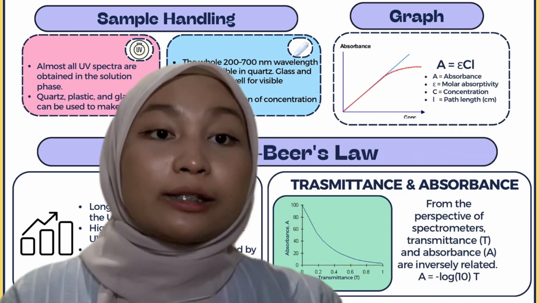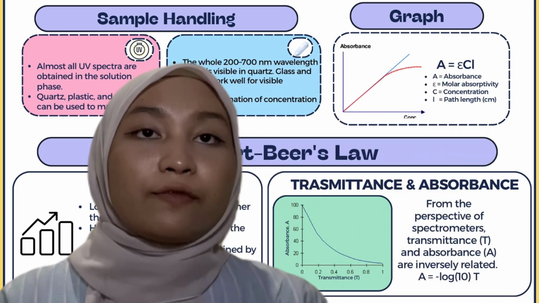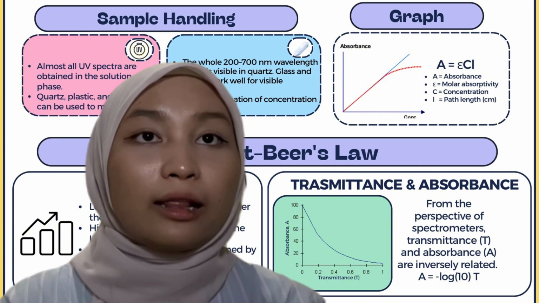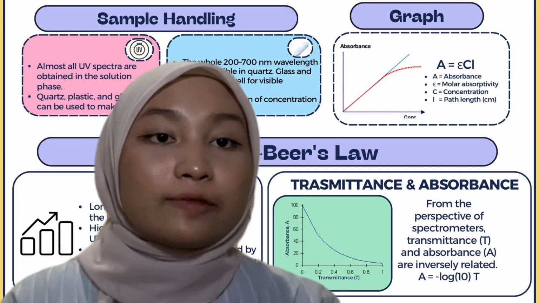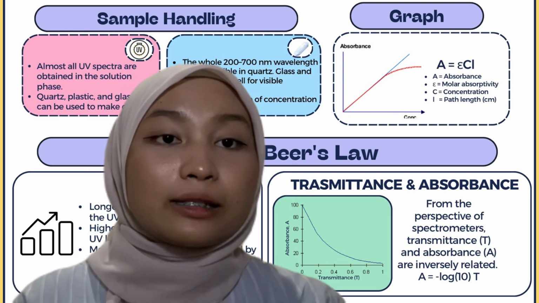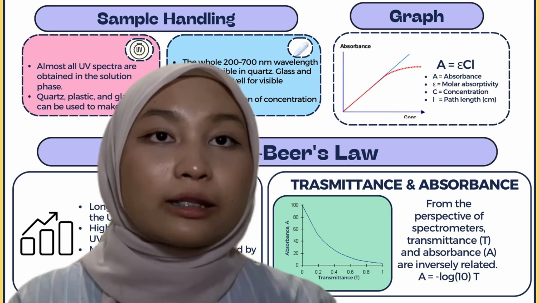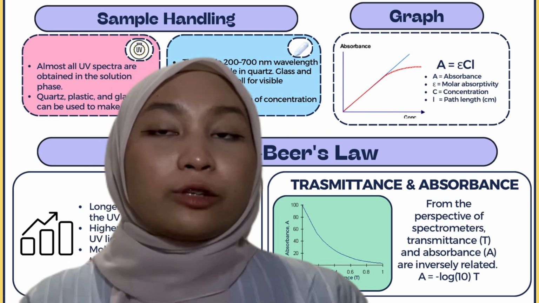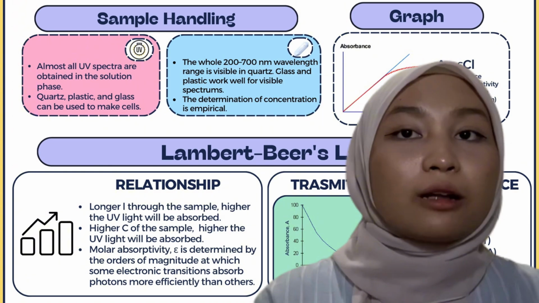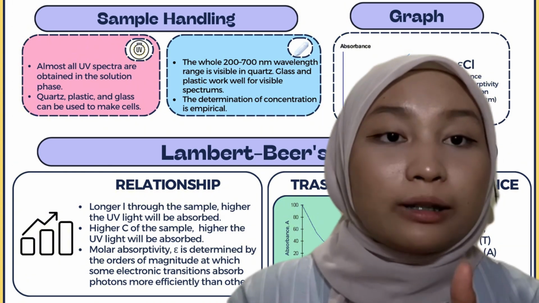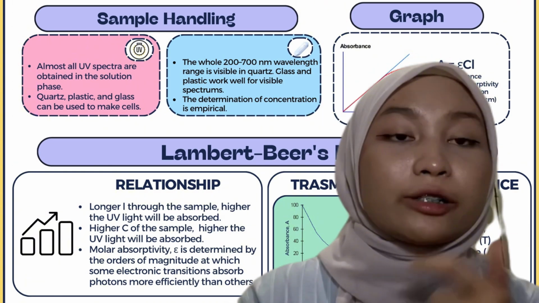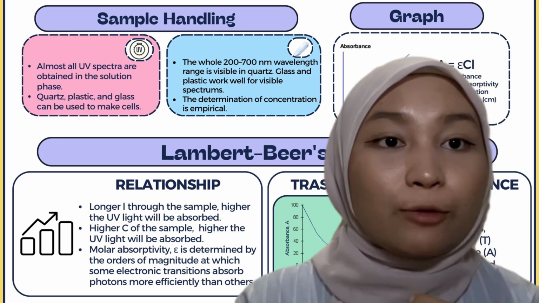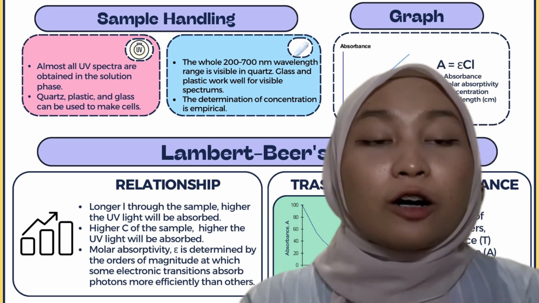And the next one is the graph. As you can see in the graph, and also the formula given, which is A equals epsilon C l. A is absorbance, epsilon is the molar absorptivity, C is the concentration, and L is the path length in centimeters. We can see that it's giving a linear effect. Looking through the relationship in Lambert-Beer's law, the longer the path length L of the sample and the higher the concentration in the sample, the more UV light will be absorbed, meaning it will give a linear effect on the graph.